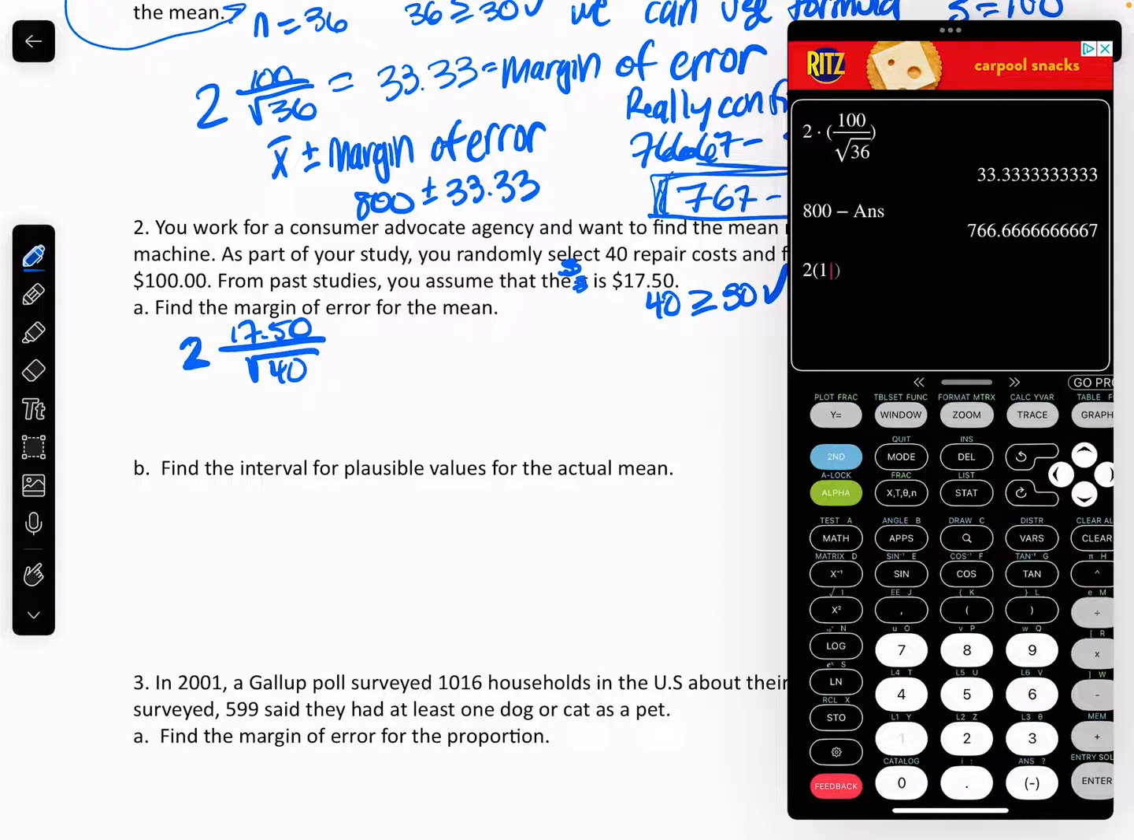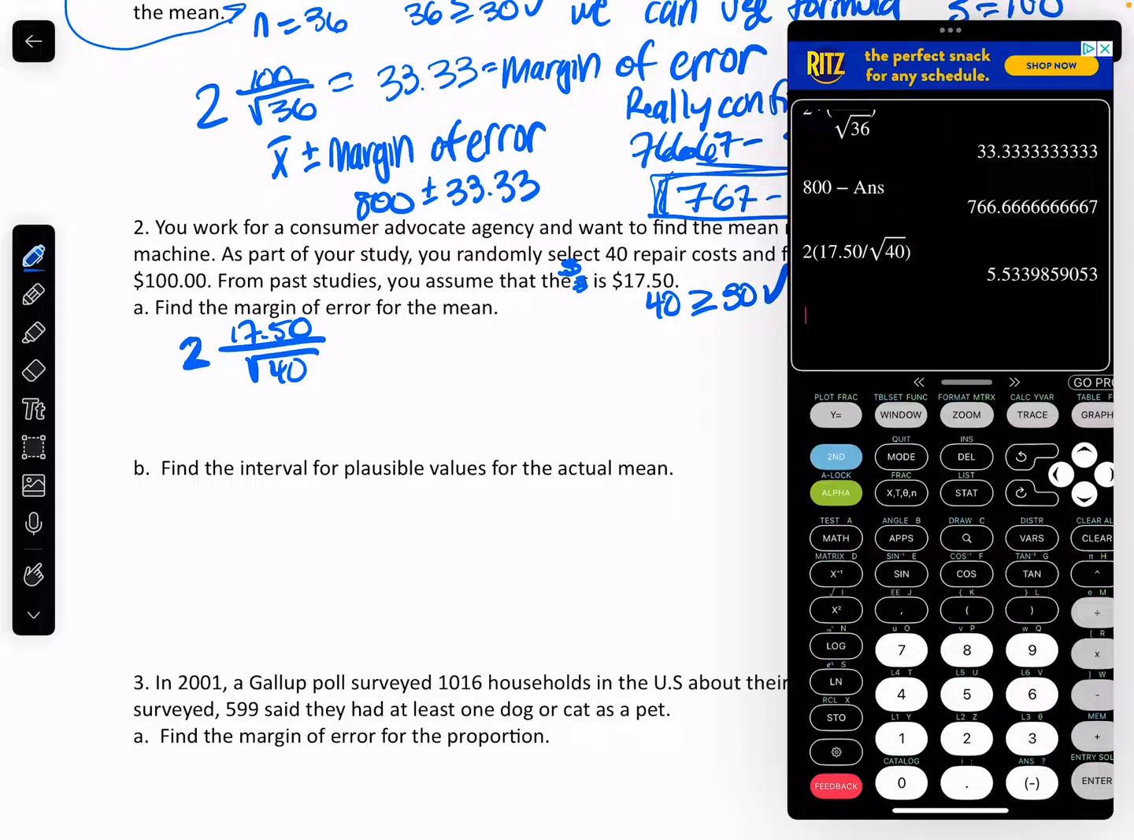and then you can do parenthesis, and then 1750 divided by the square root of 40. Depending on your calculator, you may have to close a parenthesis inside your square root and then get out of your root and then close your parenthesis. So you should get 5.533.